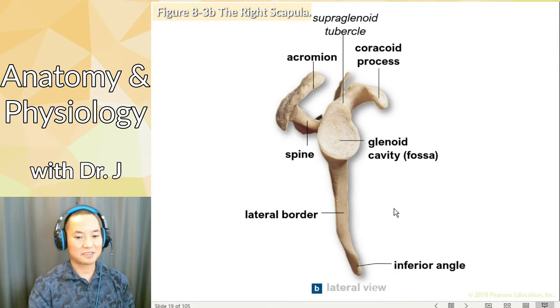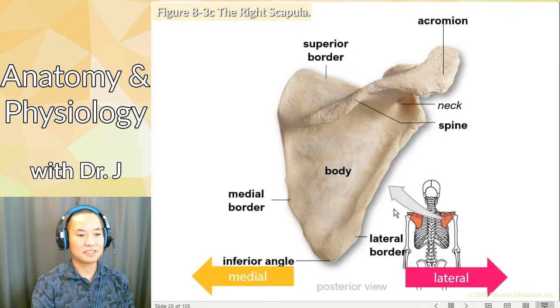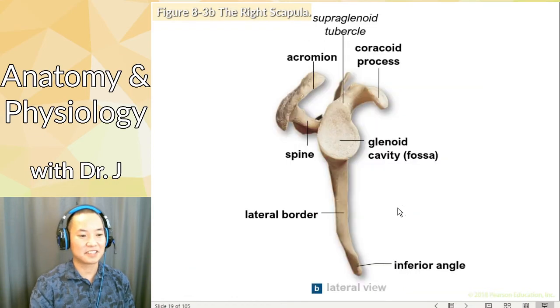Don't worry, I'll walk you through it. Okay, so in the back, what we're seeing is, this was the front. This is looking at it from the side. This is the right scapula. So if you're looking at someone's right shoulder, this is what you would see from the side.